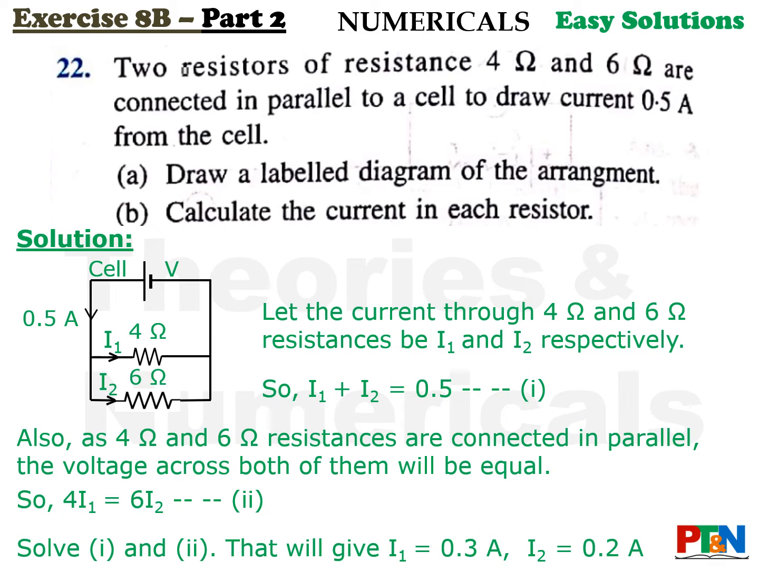Here you take a note, this 0.5 ampere current has got divided, but it got divided in the reverse ratio of the resistances. So current through 4 ohm resistor is higher and current through 6 ohm resistor is lesser, and in fact it is in the reverse ratio.